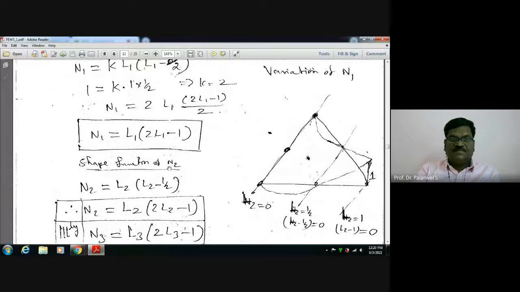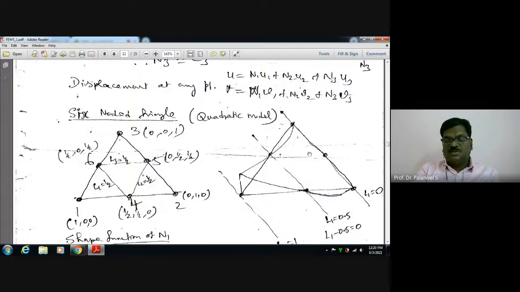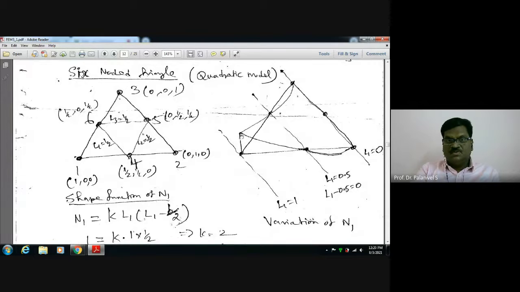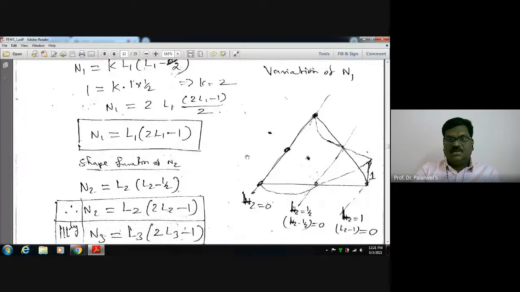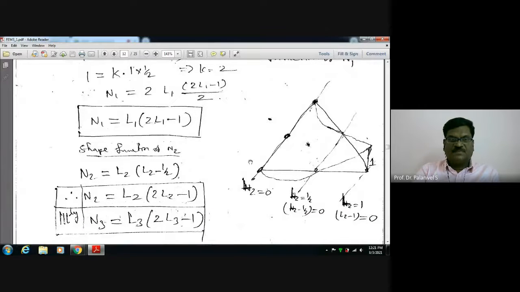N1 is obtained. Now the shape function of N2. Its variation is also shown. Please see here, N1 has unit value at node 1 and 0 value at the other nodes, so its variation will be something like this. We are showing some variation of the shape function. You can refer to any standard textbook, such as C.S. Krishnamurti, and see this kind of graphical representation of the variation of shape function N1 for the 6-nodal triangle. Later you check it in any textbook.